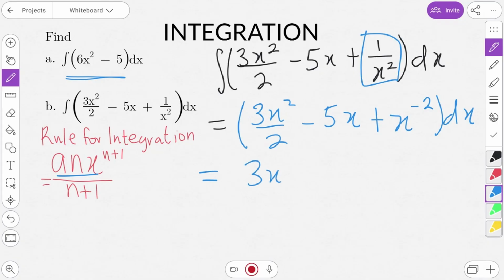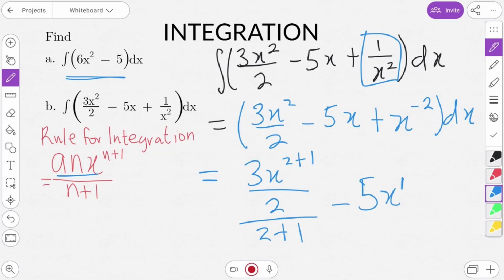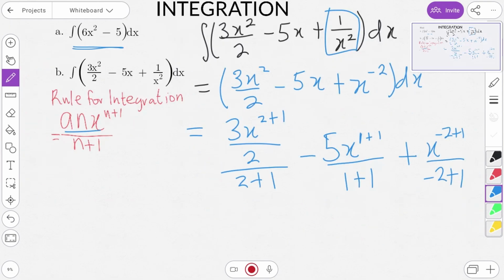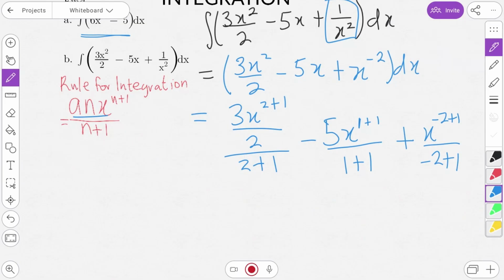We have 3x squared plus 1 over 2. Then all will be over 2 plus 1. This is because the 3 over 2 is there already before we introduce the 2 plus 1. So 5x gives us, yes, 5x squared over 1 plus 1, which is 2. And x raised to an exponent of negative 2 plus 1 gives us negative 2 plus 1, which is obviously negative 1. So we will expand it further.